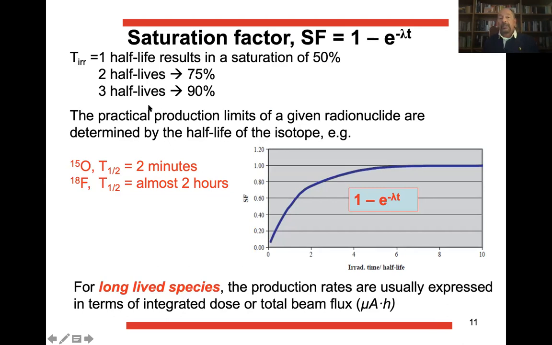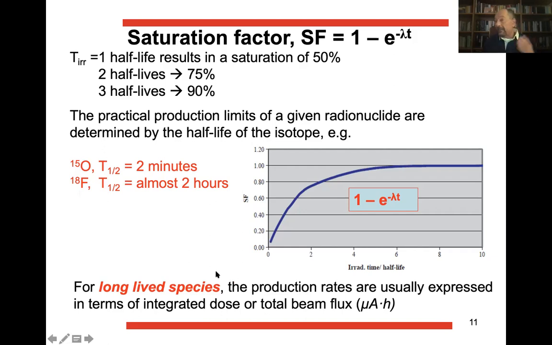So, of course, the practical production limits of a given radionuclide are determined by the half-life of the isotopes. The problem is that if you want fluoride-18, the half-life is about 2 hours. But if you want oxygen-15, the half-life is about 2 minutes. So this means that if you want to use oxygen-15 as a radionuclide, you have to be able to deliver it in minutes to the patients. While if you want to use fluoride-18, you can still imagine that you can quickly isolate the fluoride-18 and transport it.